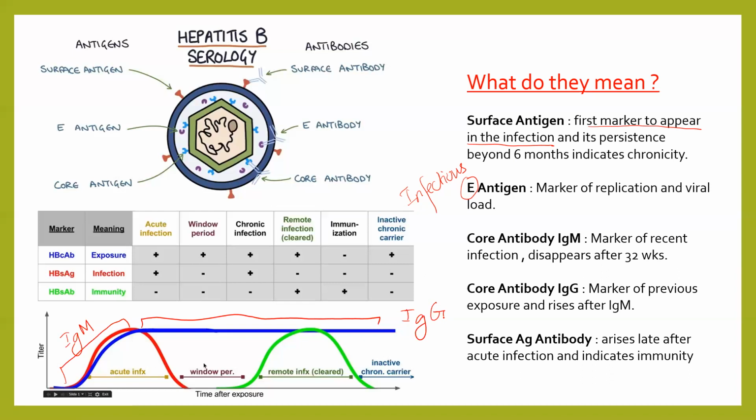Surface antigen antibody arises late after the acute infection, and it indicates immunity. So if a person has high levels of surface antigen antibody, it can tell us that they have more likely had an infection previously or they got vaccinated. This table right here is quite important, and if you can make sense of this table, you really understand the serology behind hepatitis B.